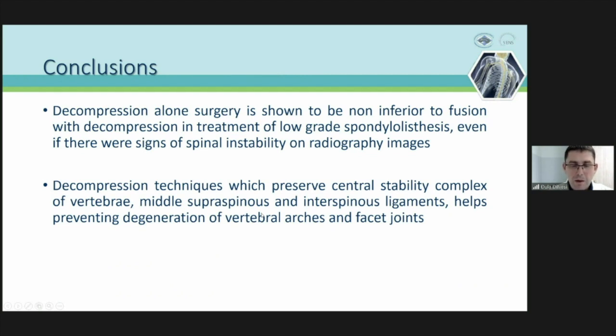So at the end, I would like to conclude the presentation with some take-home messages: decompression alone surgery is shown to be non-inferior to fusion with decompression in the treatment of low-grade spondylolisthesis, even if there was instability on the radiograph images. And decompression techniques which preserve the central stability complex of the vertebra, the middle supraspinous and interspinous ligaments, help prevent degeneration of vertebral arches and facet joints.